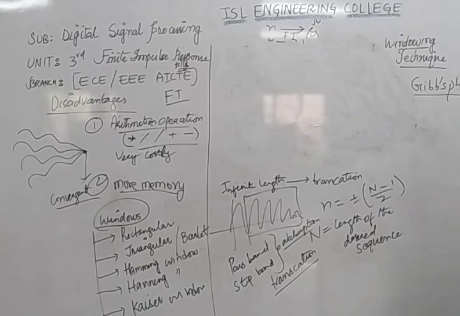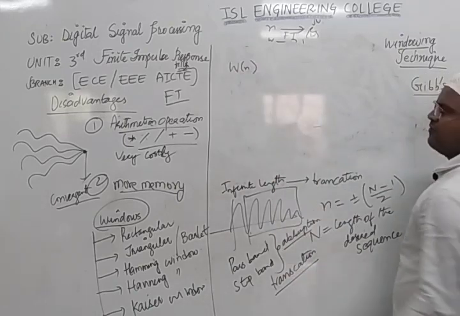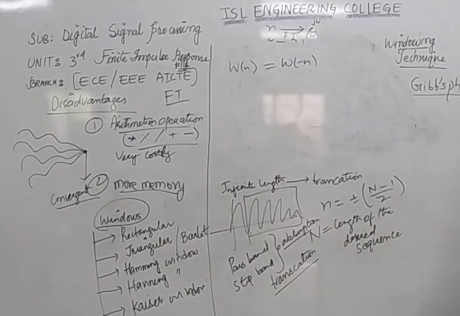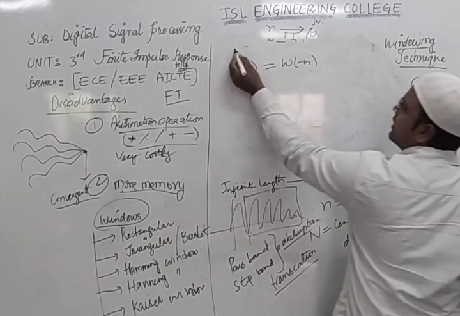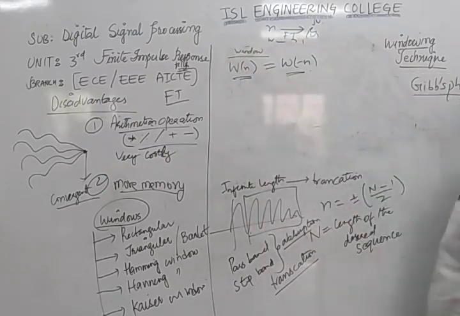For that, I'm using one factor, omega of n, or W of n. Suppose W of n is equal to W of minus n. If you have these two conditions, then it is nothing but a window. It is called the window technique, using a windowing function.